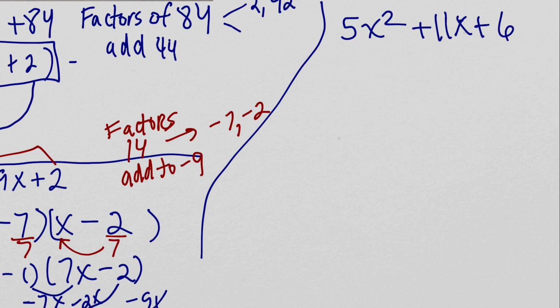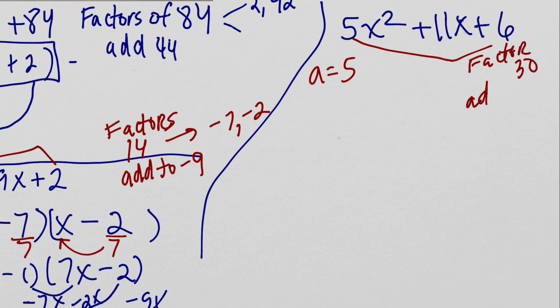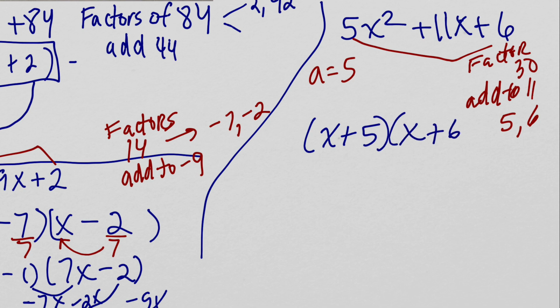Okay, here my a is 5, so different than the very first problem. So I'm going to do 5 times 6. I want factors of 30 that add to 11. Okay, so 5 times 6, I think that's pretty obvious. Still setting it up the same way, x plus 5, x plus 6.